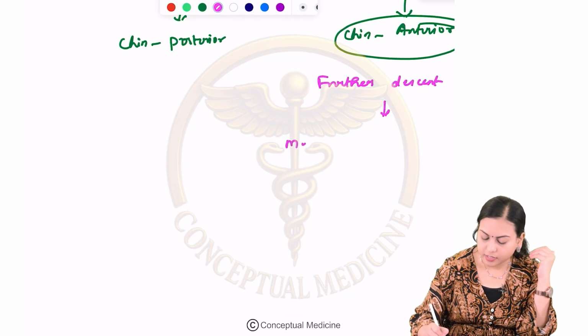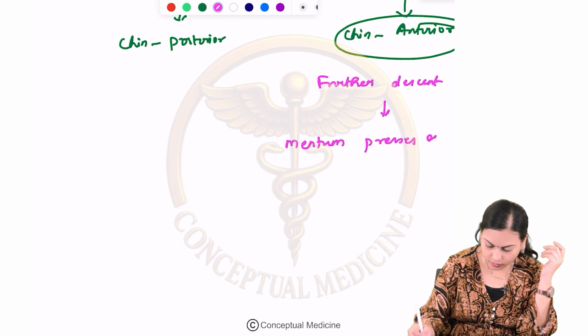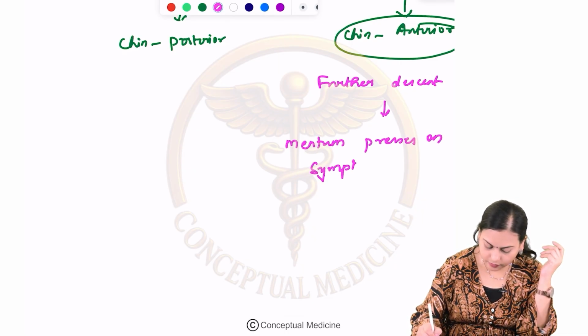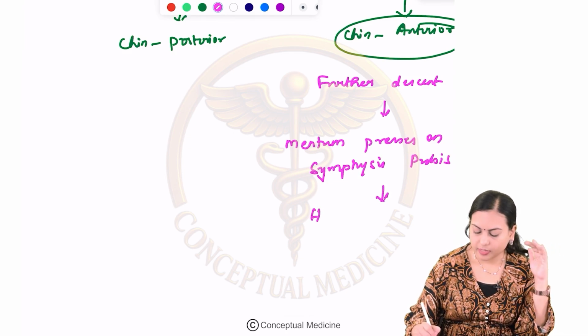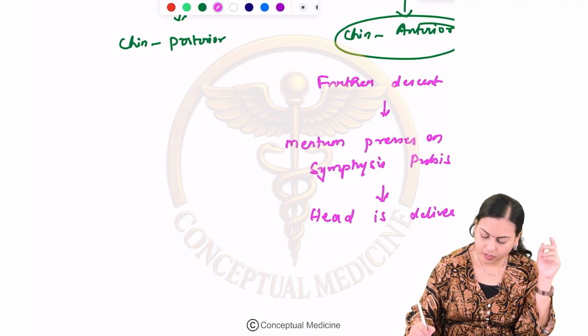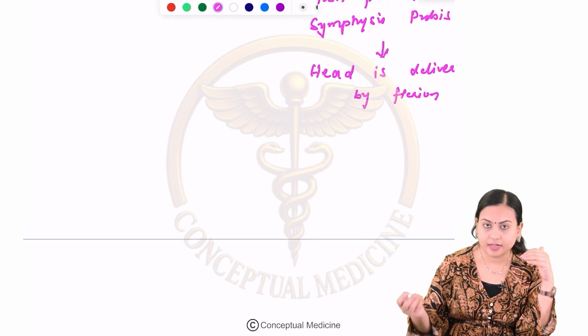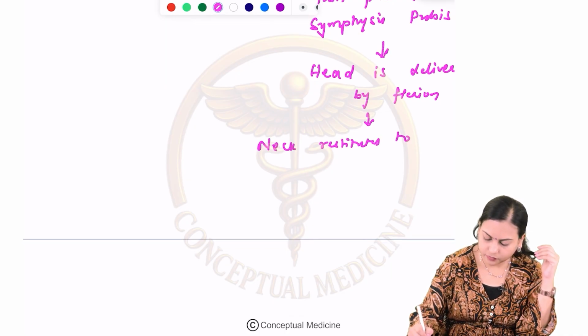So, what will happen in that case is there will be further descent. Then with further descent, what is going to happen is mentum presses on symphysis pubis, and when this is happening, head is delivered by flexion. Okay. Once the head is delivered, neck restitutes to the left oblique diameter.